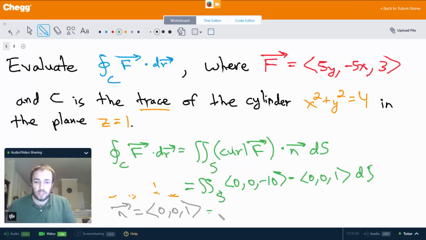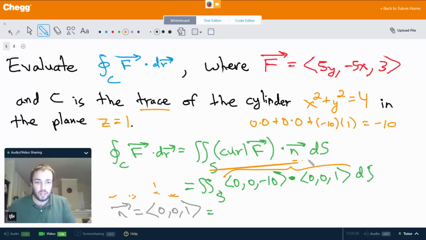If we take 0, 0, negative 10 and do the dot product of that with 0, 0, 1, then what are we going to get? Well, we're just going to get 0 times 0 plus 0 times 0 plus negative 10 times 1. And that's just going to simplify to negative 10. So this dot product here is just negative 10. So then our integral becomes the double integral over s of negative 10 ds. Now let's pull out the negative 10. We have negative 10 times the double integral of s ds.